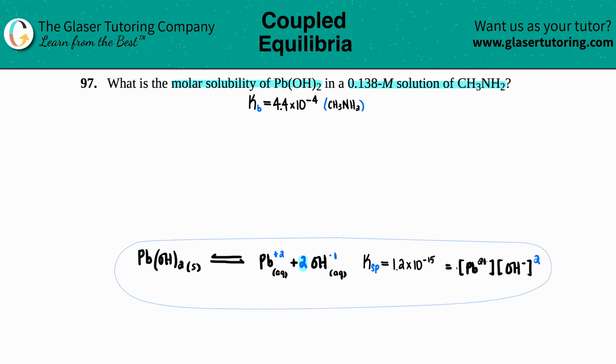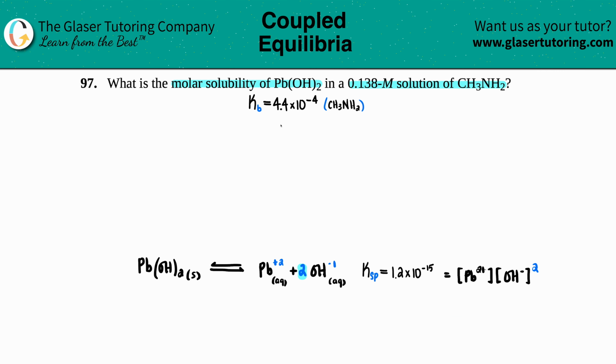Now, let's do the same thing for the other constant that I found in the back of the textbook. CH3NH2. Well, NH3 is ammonia, and we're just adding a methyl group on here. So chances are this is acting as a base, just like ammonia would. When I searched, I found a Kb value, 4.4 times 10 to the negative 4th. So this has to be a base because it's a Kb, B for base.